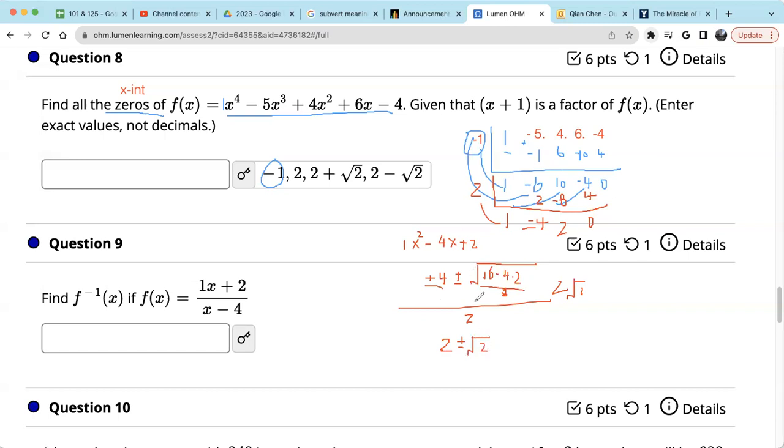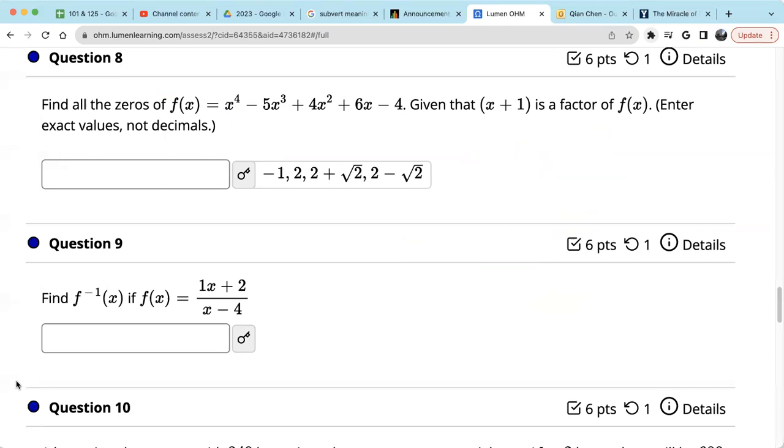Right, so using the quadratic formula, I have 4 solutions, or we have 4 zeros: negative 1, 2, 2 plus square root 2, and 2 minus square root 2. Okay, that's number 8. Now let's erase all this. Let's go to number 9.